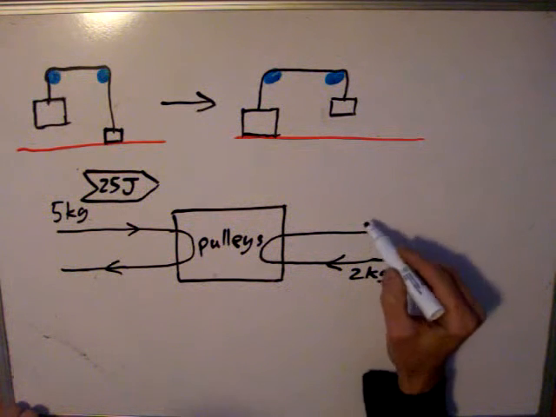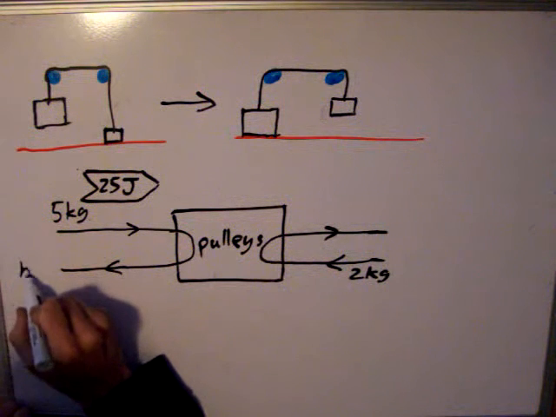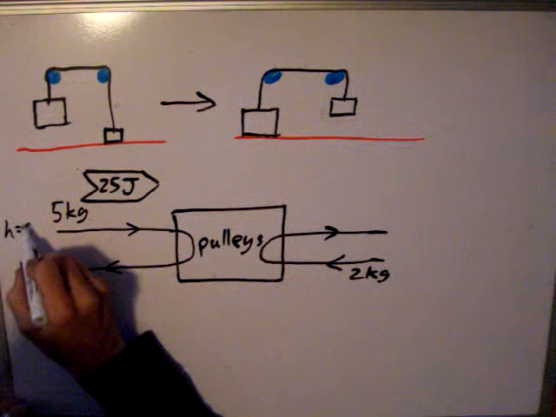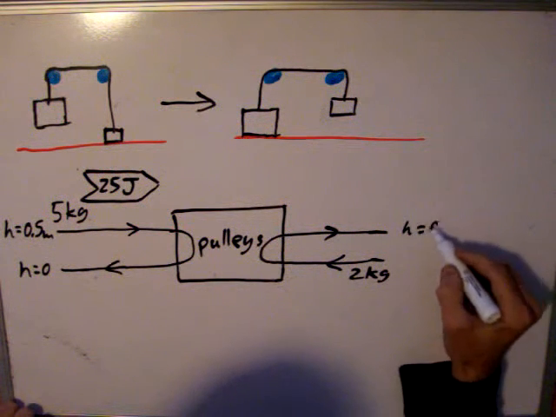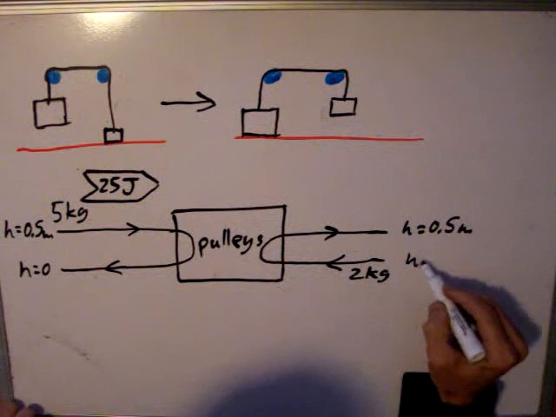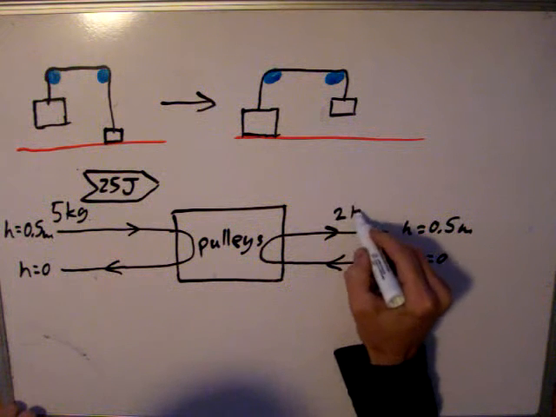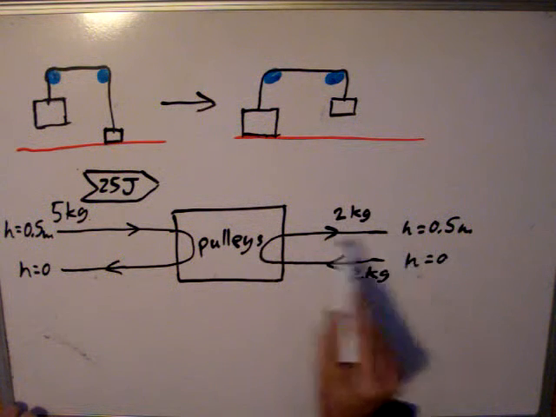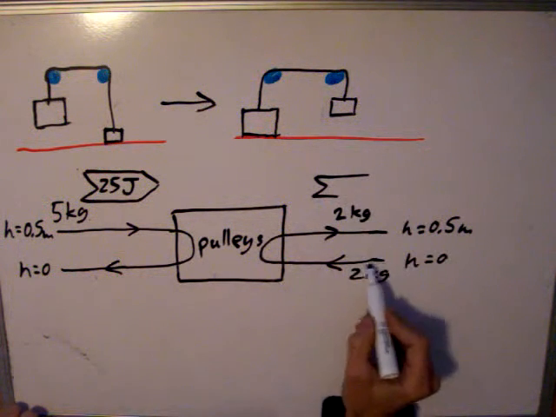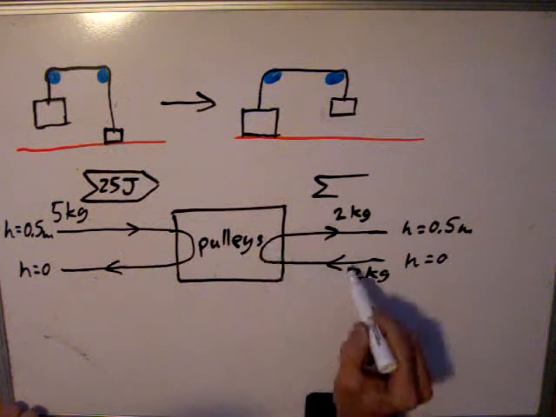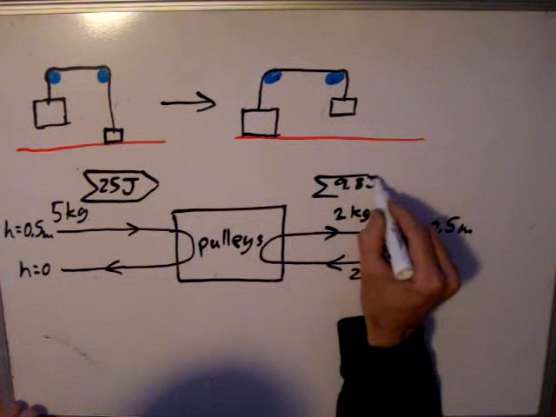Here it has no height, and here it has 0.5 meters. So here h is 0, here h is 0.5 meters, here the height is 0.5 meters, here the height is 0. It's still 2 kilograms when it comes out. Here, though, the energy it's carrying is less than 25 joules. So the energy that this smaller weight ends with is 9.8 joules.